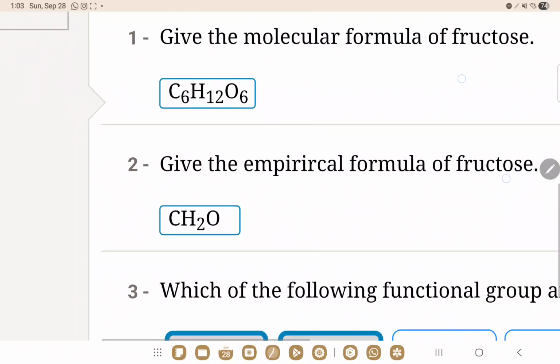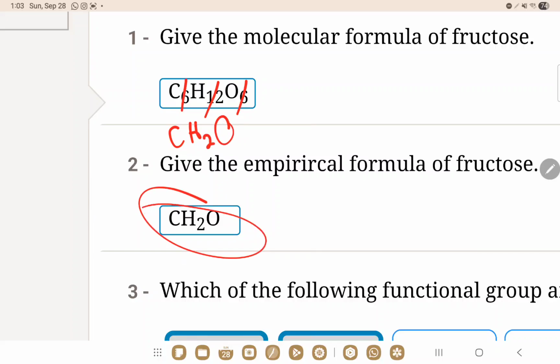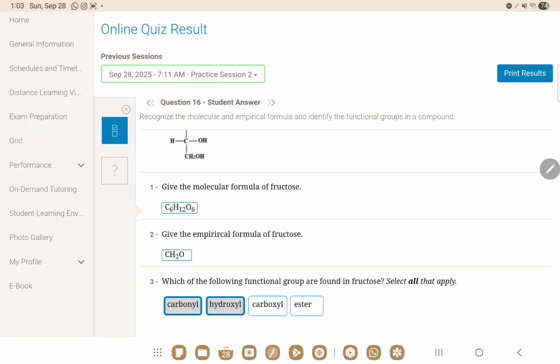Now, what's the empirical formula? Empirical formula means give us the simplest form. So 6 can cancel with 6. They can all be divided by 6. So you'll be left with C. 12 divided by 6 is 2. O. CH2O. Now, what functional groups do we have here?